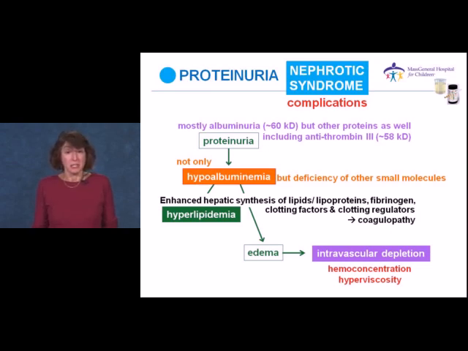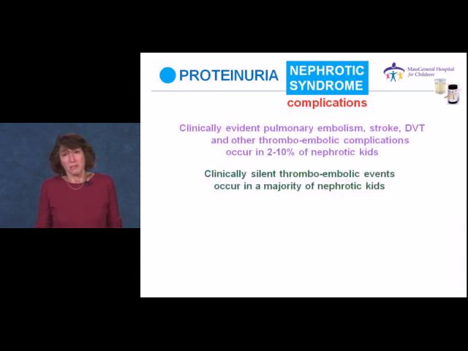Furthermore, now that you have your edema and your intravascular depletion, you have hemoconcentration and you have hyperviscosity, and you are then prone to thromboembolic events. And it turns out that clinically evident thromboembolic events, including a pulmonary embolus, a stroke, deep vein thromboses, occur in up to 10% of children with nephrotic syndrome. And then clinically silent events actually occur in a majority of children, and changes can be found on lung scintigraphy in up to 70% of kids who have no prior history of a known pulmonary embolism or event.